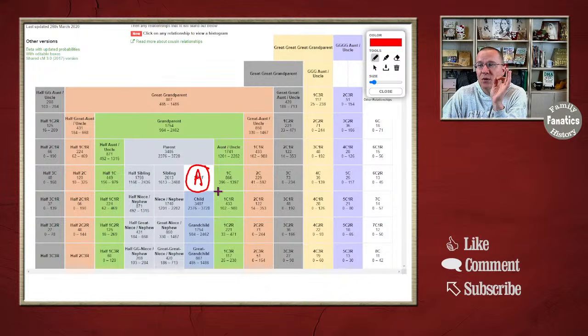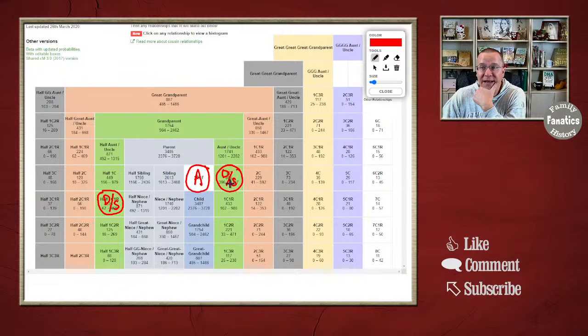then where does Dennis, this is Dennis and Dennis's sibling, fit in? This would be the half aunt. But if this was a first cousin, then this is where Dennis and that half sibling would fit in.